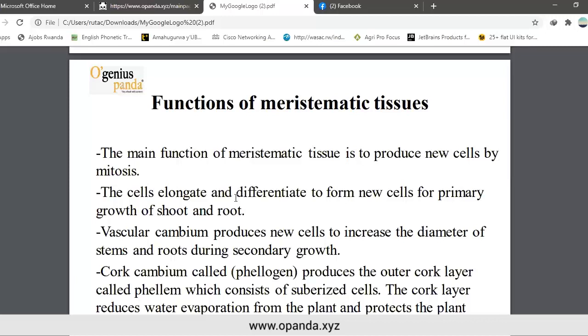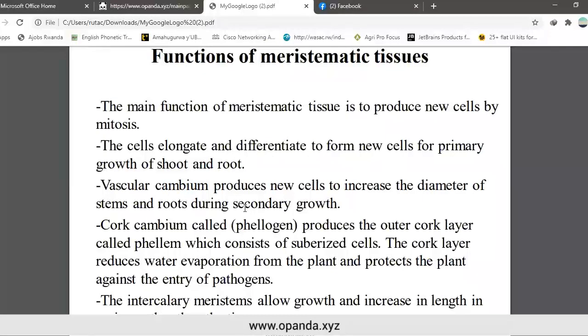My dear friends, let's differentiate between primary growth and secondary growth. Primary growth involves growth in length, while secondary growth involves growth in thickness or in size. Do you get me?